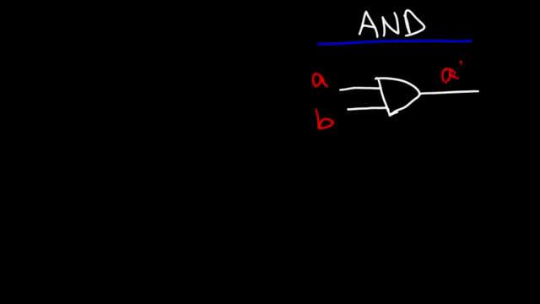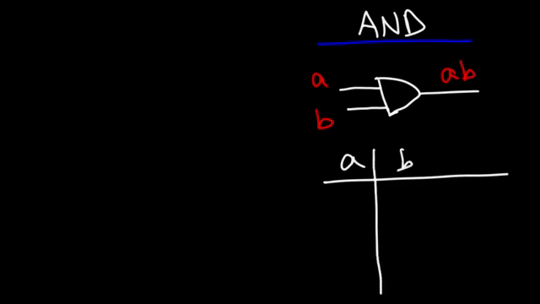Now the next logic gate that we're going to talk about is the AND gate. And here is the symbol for an AND gate. We're going to have two inputs, A and B, and the output will be A times B. Now let's write a truth table. And at the same time, let's draw a circuit for this.